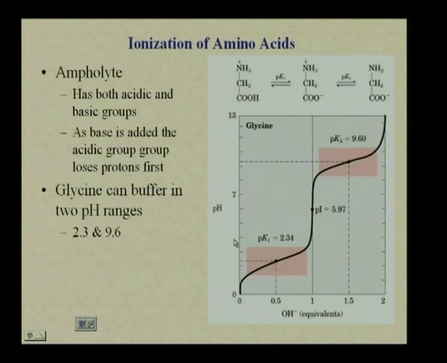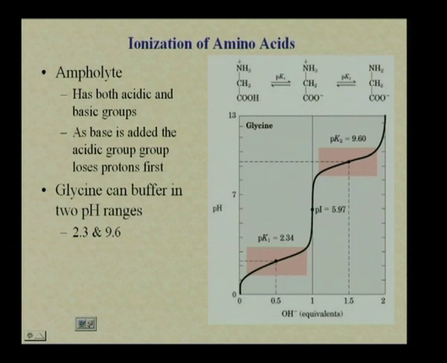Okay. Now, this is what happens when we titrate an amino acid. Okay. The titration of an amino acid is going to show a diagram like this, which you will understand very, very clearly. First of all, we consider these as ampholytes. Why? Because they have both an acidic and a basic group attached to it. That is true for all amino acids. You have an acidic group, which is the carboxylic acid group. You have a basic group, which is the amino group. So, these are called ampholytes.